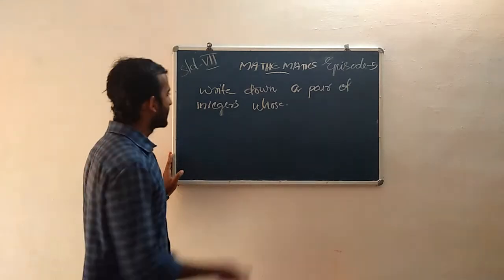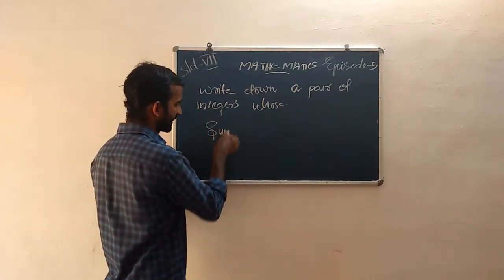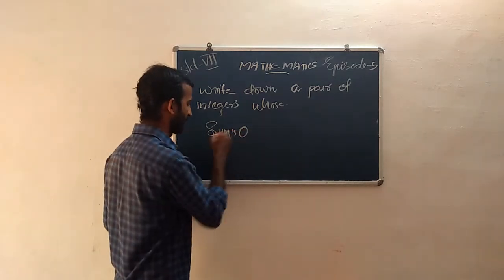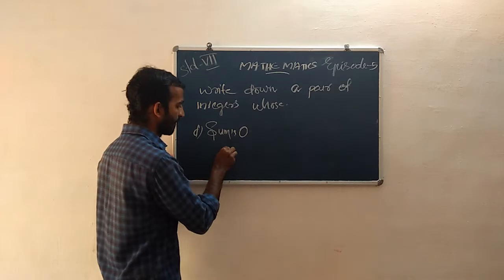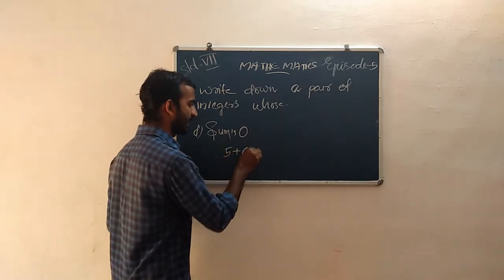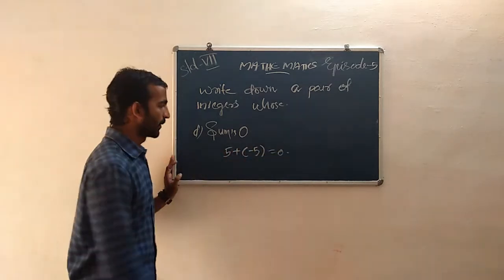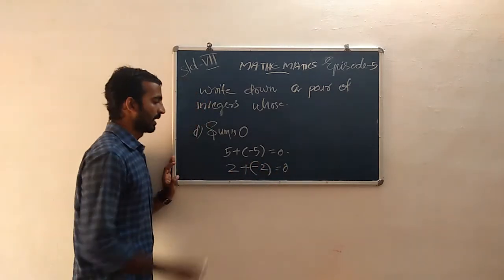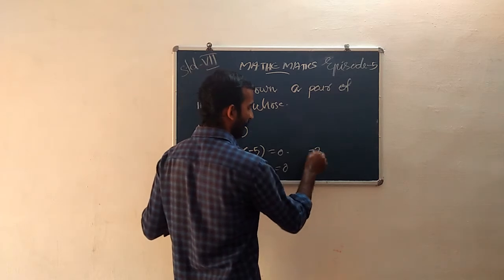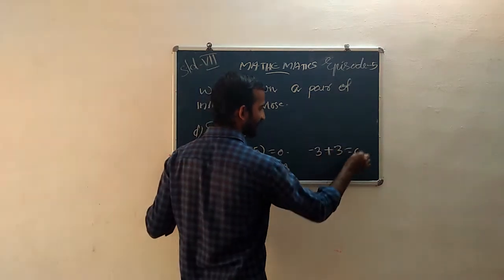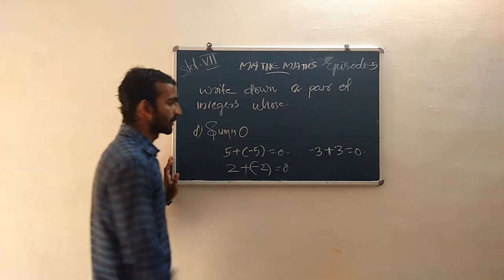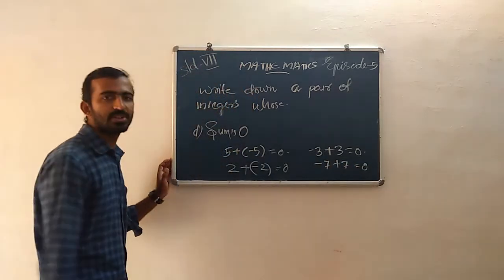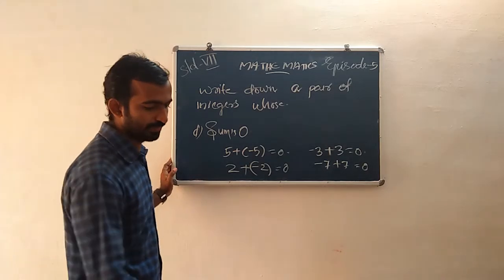Next, the sum is 0. That is 5 plus negative 5, we get the answer 0. 2 plus negative 2, we get the answer 0. Negative 3 plus 3, we get the answer 0. Negative 7 plus 7, we get the answer 0. These are the example solutions.